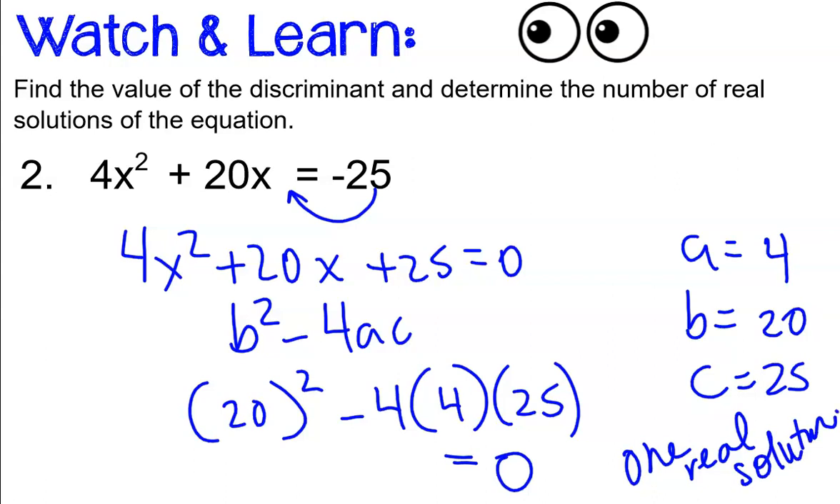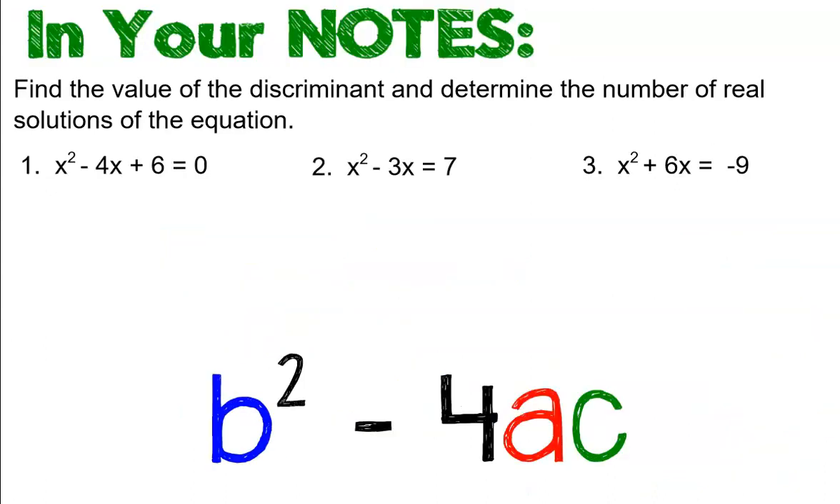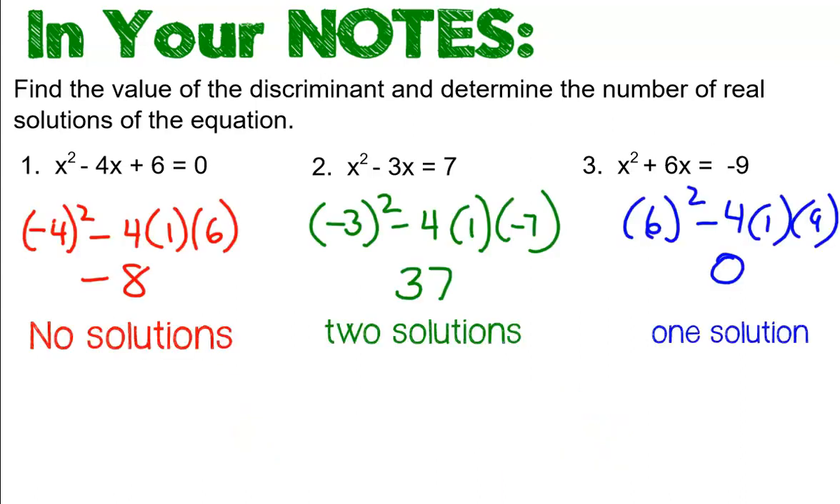All right, so that is how you can determine the discriminant value and know what kind of answer you're going to have even before you plug it into that fancy quadratic formula. So why don't you try these three on your own, pause the video, and then you can check your answers. Good luck. Okay, let's see how you did. So no solution, two solutions, and one solution were our answers.